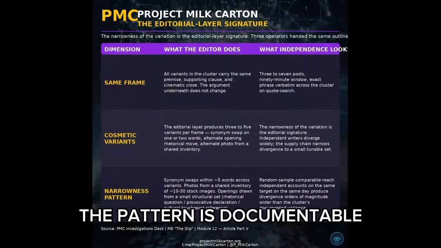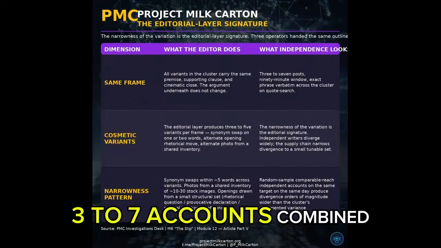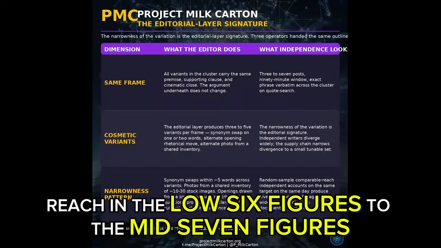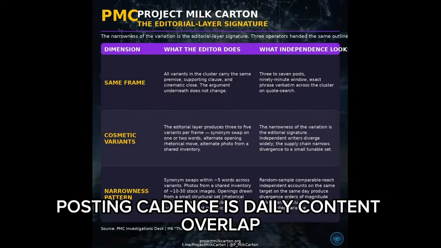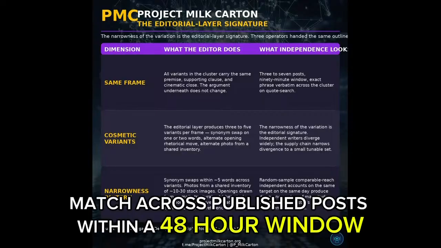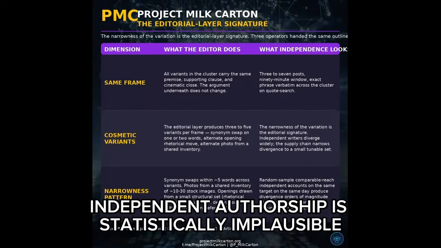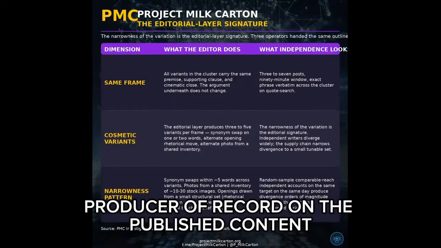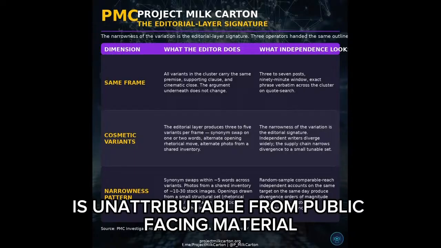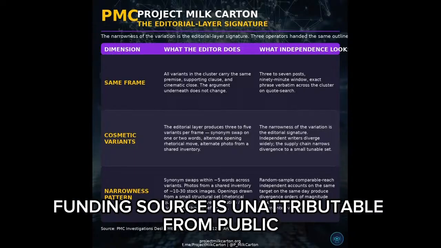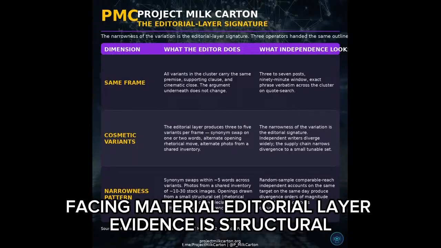The pattern is documentable. 3 to 7 accounts. Combined reach in the low 6 figures to the mid 7 figures. Posting cadence is daily. Content overlap, measured by phrase match across published posts within a 48-hour window, is high enough that random independent authorship is statistically implausible. Producer of record on the published content is unattributable from public-facing material. Funding source is unattributable from public-facing material.